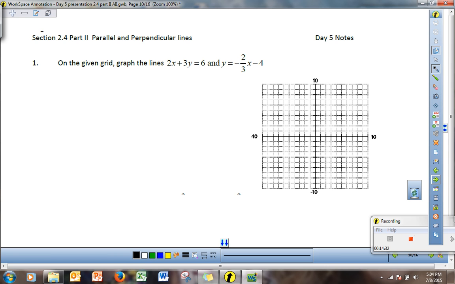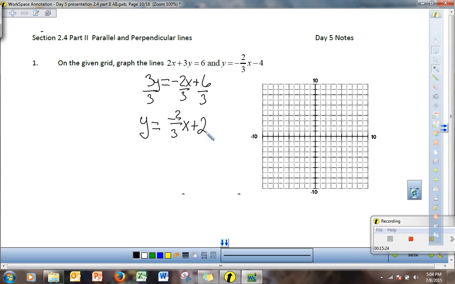So here goes. It says, on the given grid, graph the line 2x plus 3y equals 6 and the line y equals negative 2/3 x minus 4. Hey, on this one, guys, I need to solve it for y. So I've got 3y equal negative 2x plus 6, divide everything by 3. So I got y equal negative 2/3 x plus 2.